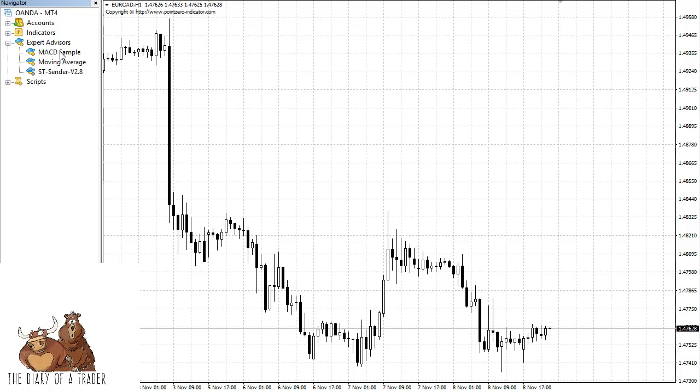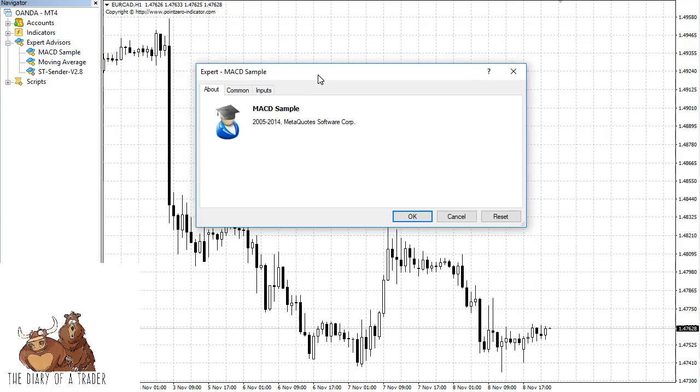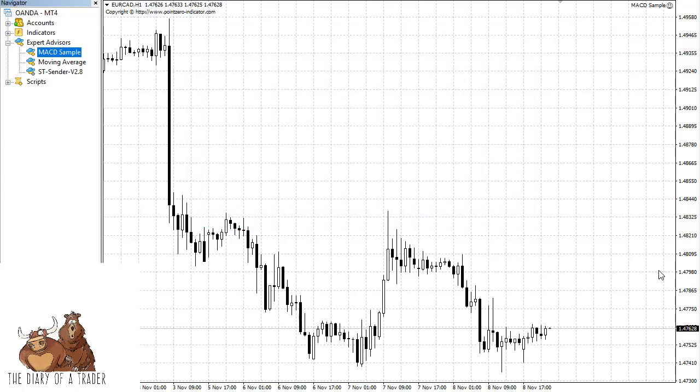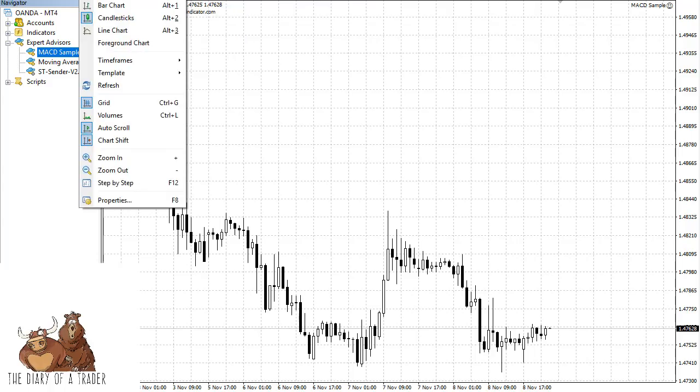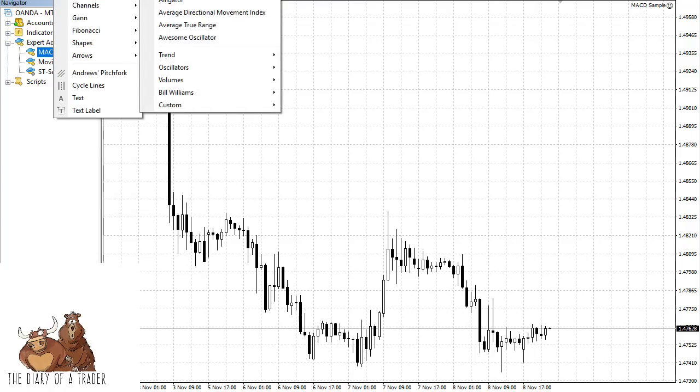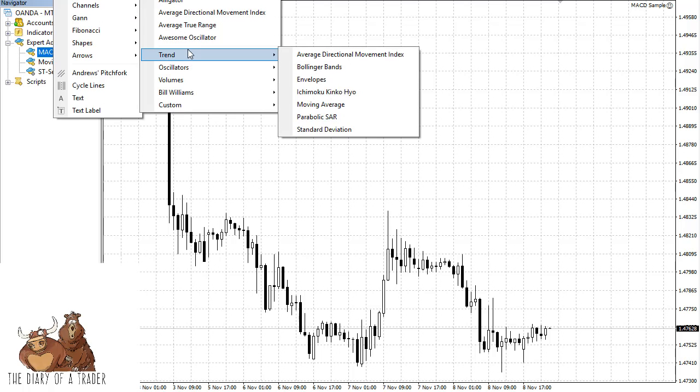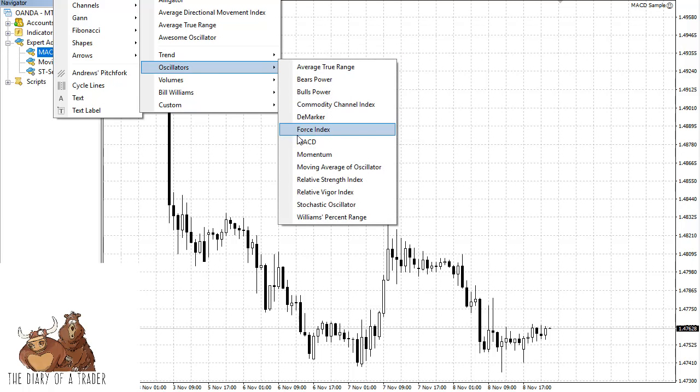We'll go through how to install them in the next video. But you can simply attach a robot to a chart. And this is one that comes with the MetaTrader 4 system, and it's an MACD sample. What will happen is one of the parameters, as I'm sure you can guess by the name, is the MACD. When a certain parameter set is met, then it fires off a trade signal.